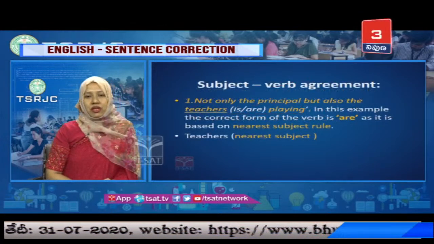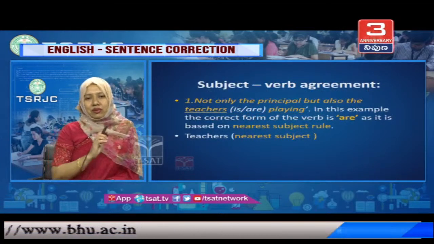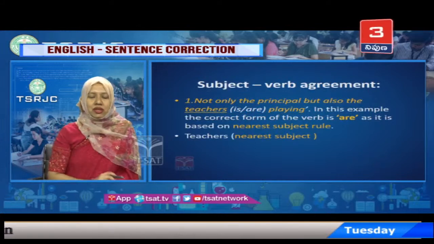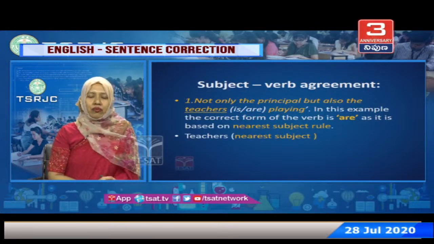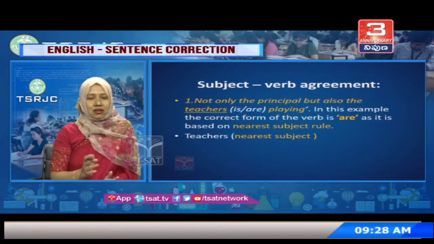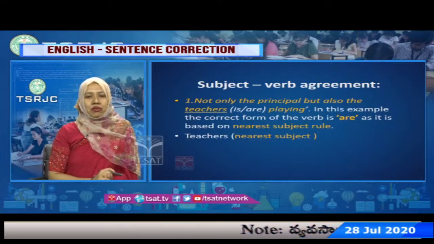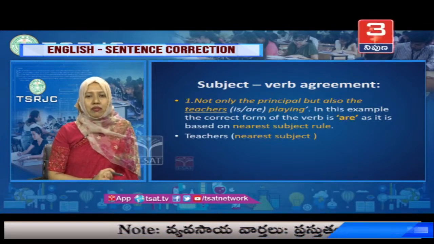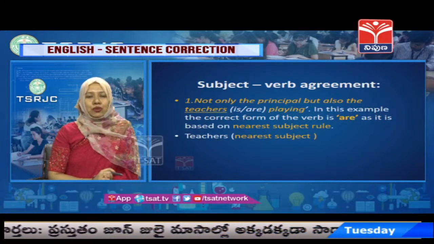Coming to next rule, subject verb agreement. Till now we were discussing about subject verb agreement only. If the subject is singular, verb also should be singular. If the subject is plural, verb also should be plural. Now, do you remember we have discussed just now nearest and farthest rule. Nearest subject rule and farthest subject rule. So, let us take one example. Not only the principal but also the teachers dash playing.